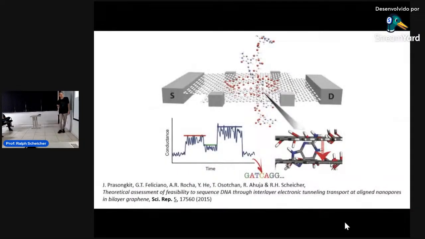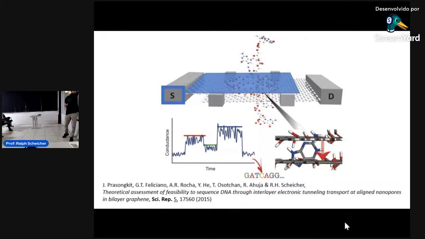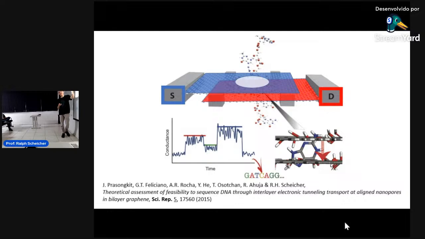And another system that we studied a little while later was a bilayer graphene system. So here we have not a graphene nanogap, but we have a source electrode and a drain electrode. And you can see here there's a graphene sheet that is just connected to the source electrode, not to the drain electrode. If we make a nanopore inside this graphene sheet, and then have a second graphene sheet just below it, coupled to the drain electrode, that also has a pore aligned with it, you can imagine that DNA can be pulled through these 2 aligned pores.